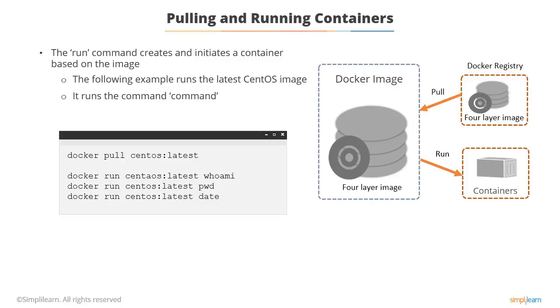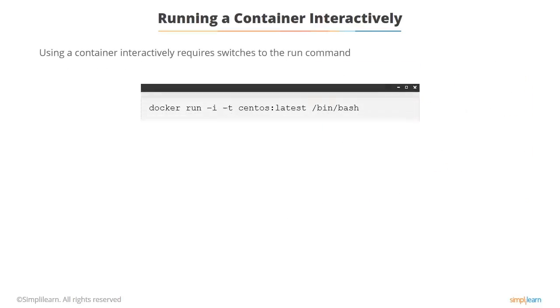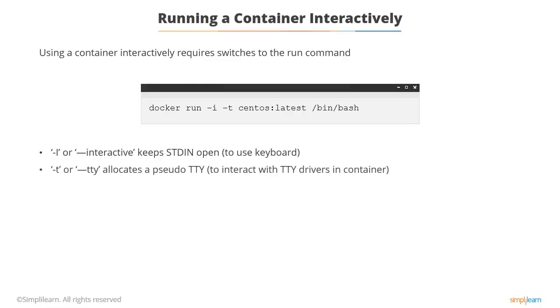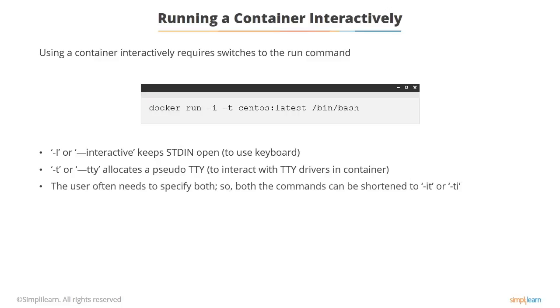Docker run -i keeps the standard input stream open, so you can use the keyboard, and -t allocates a TTY device, which means you can actually interact with the TTY drivers inside the container. And you normally go docker run -it or -ti, specify the image, and specify the path to a shell. And that will actually run that CentOS container and give you a shell prompt. So you get the hash prompt as a root shell.